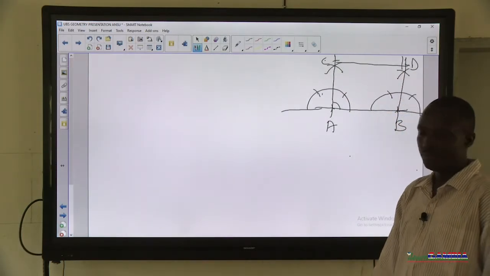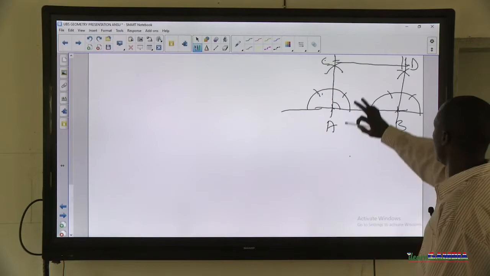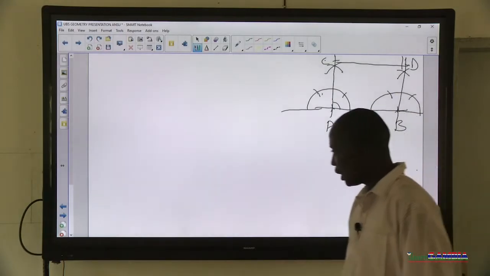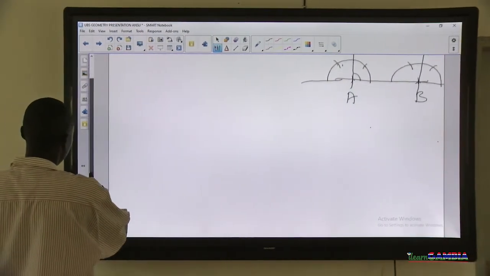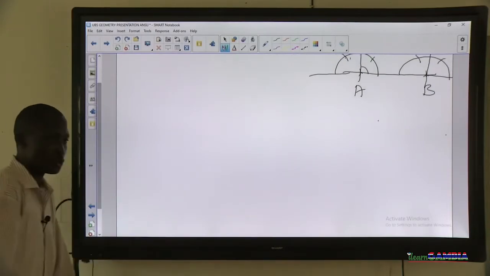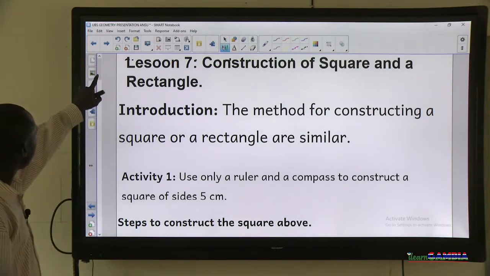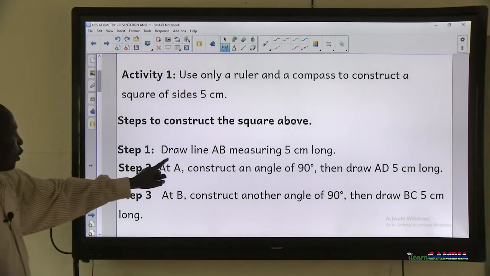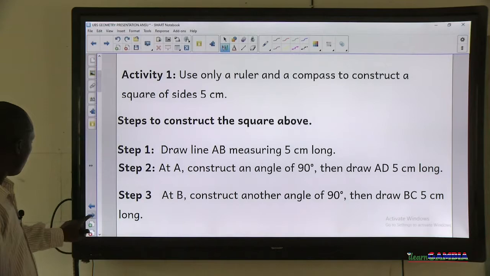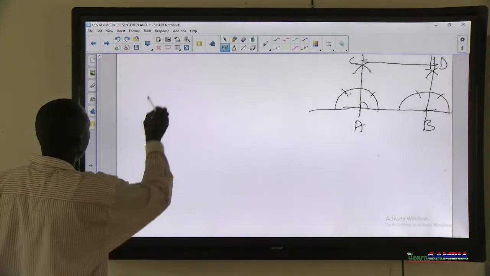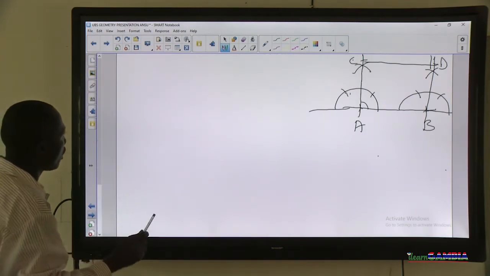That is your sketch. You've got your square ABCD. So that is the square we are supposed to construct. Now let us go and do the construction proper. What is the first thing that we are supposed to do? If you look at the steps, step 1, you are supposed to draw line AB measuring 5 centimeters. We take our ruler and draw a line that is 5 centimeters long.